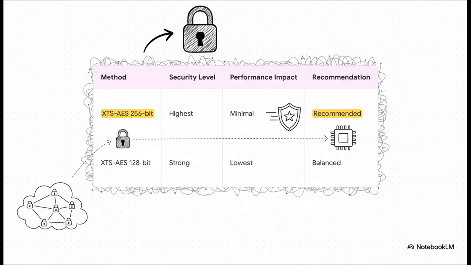Next up, you get to pick your encryption strength. And look, while 128-bit is fine, the modern standard is XTS-AES 256-bit. With today's CPUs, the performance impact is so small you'll never notice it, and you get the highest level of security available. For any professional environment, 256-bit is really the only choice.